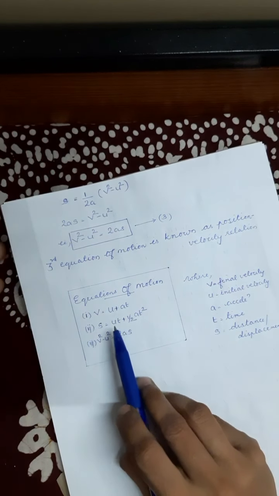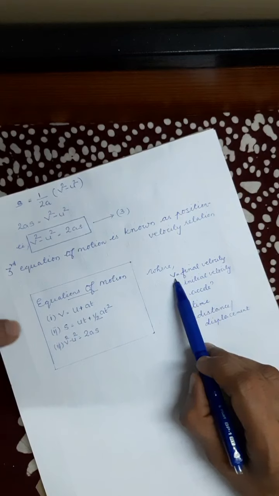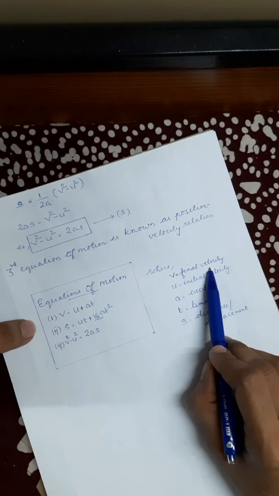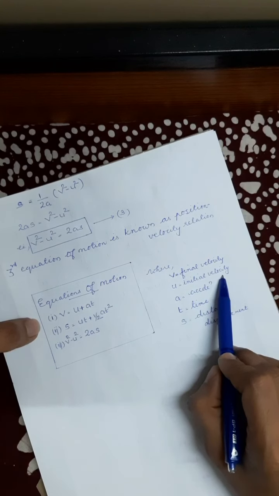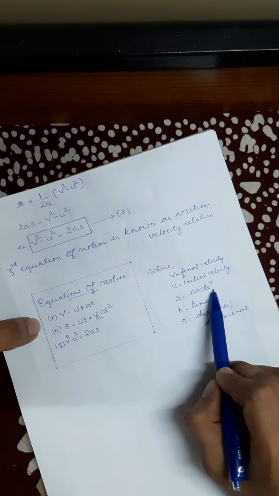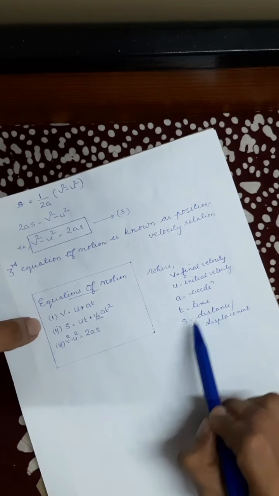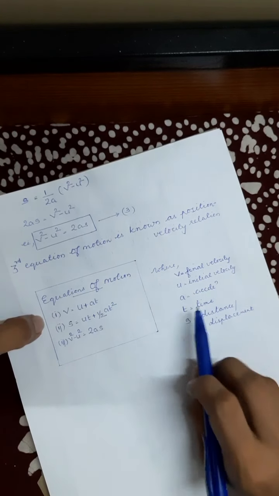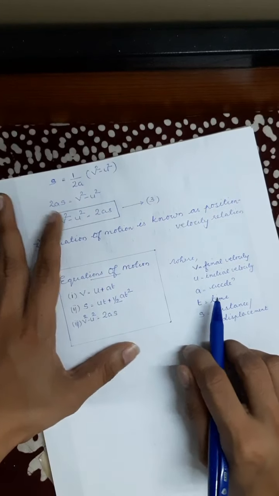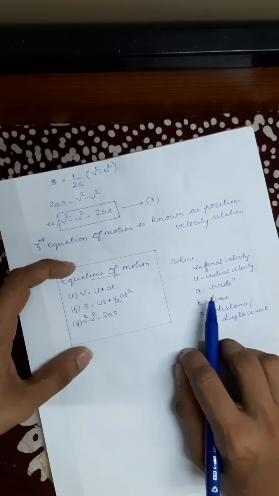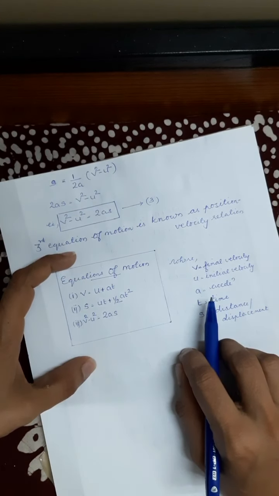And here, what each term means. v means the final velocity of the object. u means the body is moving with some initial velocity. a means acceleration of the body. t is time. s is distance or displacement we can take. Is it clear, students? This is very, very important. All these three equations we will be applying in our numericals.